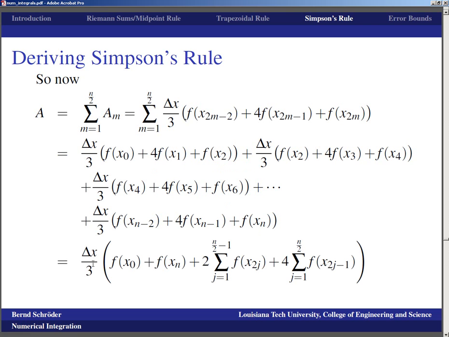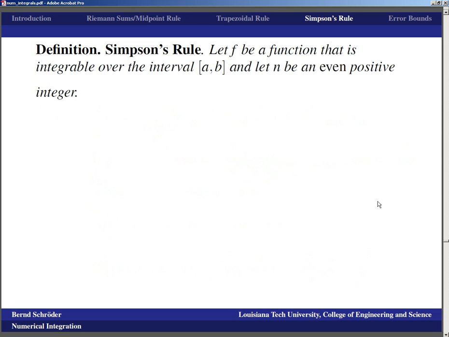So the formula actually is delta x over 3, f of x0 right here, plus f of xn right here, plus 2 times the even-numbered indices, because they're always paired up. They're the last in one summation evaluation and the first one in the next one. And 4 times the evaluation at the odd-numbered indices, because those are the ones in the middle that get the 4 from the formula here. And so that's Simpson's rule.